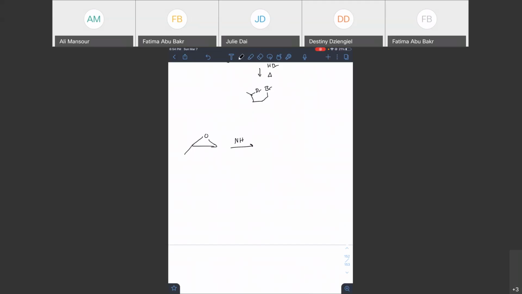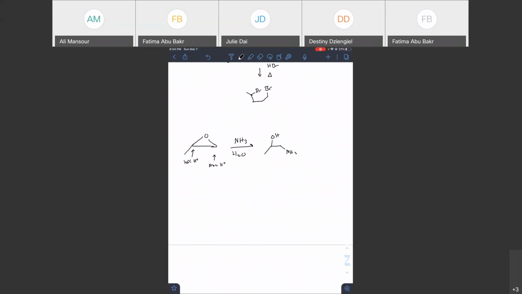So if we're reacting it with NH3 and H2O, what that's going to do is add an NH2 group to the side that has the least carbons off of it, or the most hydrogens, you can think of it. So this side has more hydrogens, this side has less hydrogens. So you can think of it like the NH3 adds to the side with the more hydrogens.